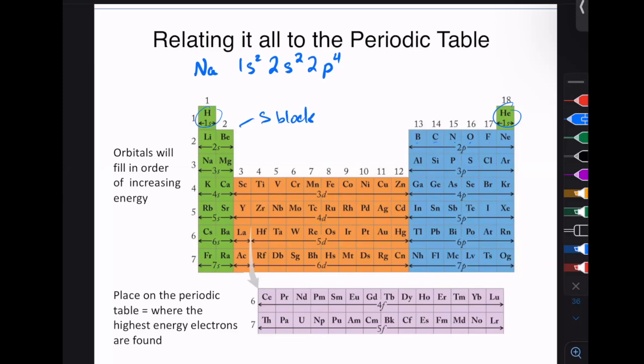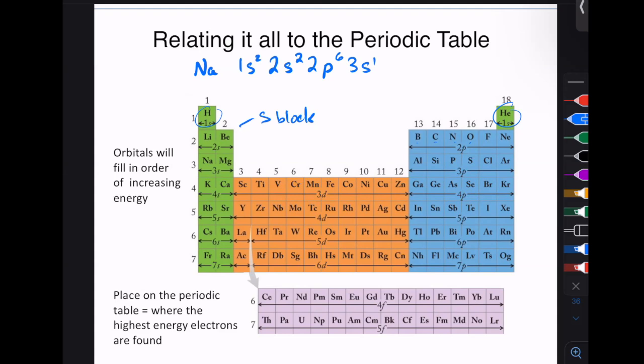If we go all the way to neon, though, this would be 2p6. And now we're full. Then to get to sodium, we need to go 1 more. That's going to be 3s1. All right, so this is just review. We've done sodium plenty of times.